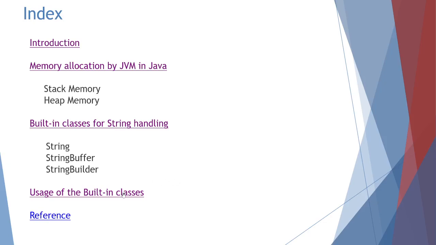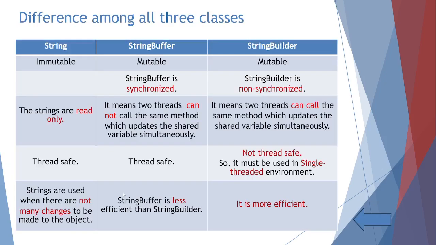Now, uses of the built-in classes. We must know the difference among all these three classes, then only we will understand as a programmer which class object needs to be created for better performance. We know String is immutable, StringBuffer is mutable, StringBuilder is mutable. Now StringBuffer is synchronized. Synchronized means two threads cannot call the same method of the StringBuffer class, which may update the shared variable simultaneously.